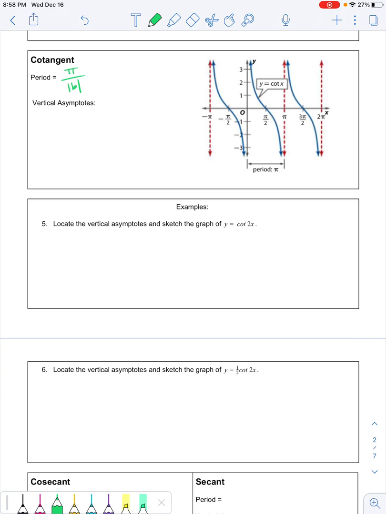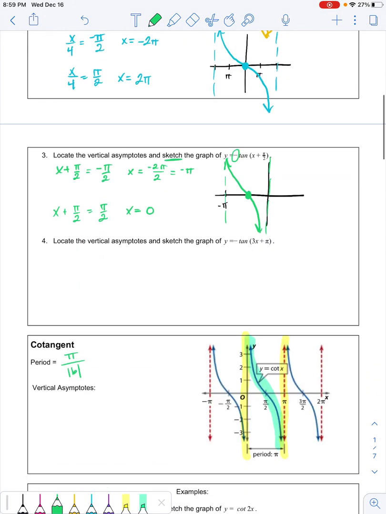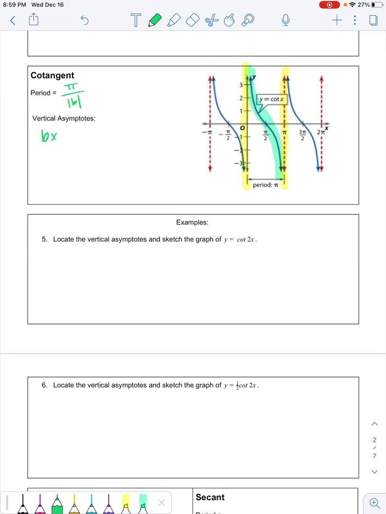Okay, then the values that we use for our vertical asymptotes, we're going to use this first chunk from the y-axis. So you're going to use the asymptotes from 0 to pi to find your vertical asymptotes. So vertical asymptotes exist where bx plus c is equal to 0, as well as where bx plus c is equal to pi.